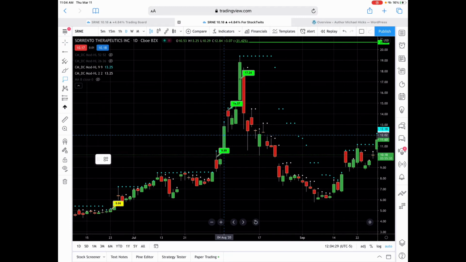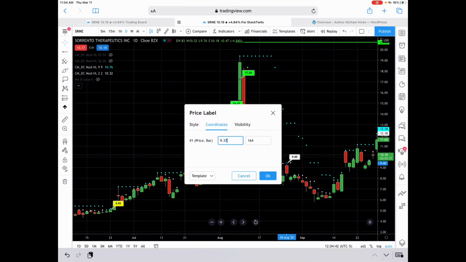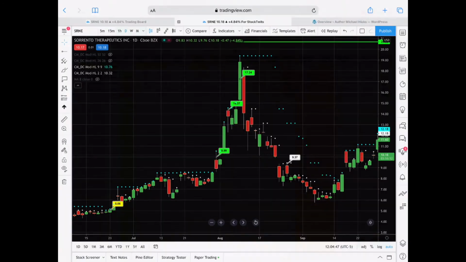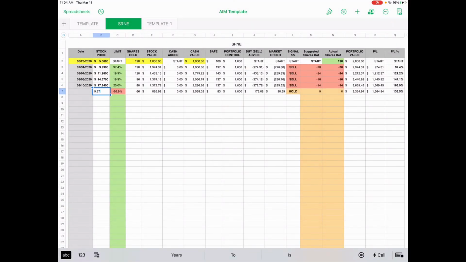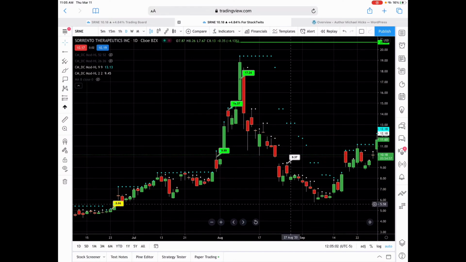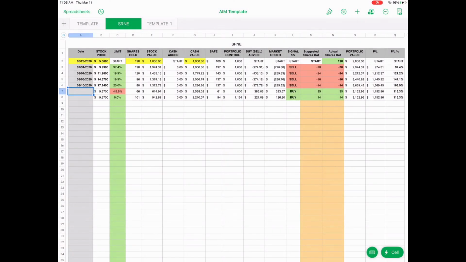Okay, so we add our price label flag, and that would have been at 9.37. Now this one, what we do is we change the color to white, so we can track the buy that we've made. Okay, so we know that's a 2-day buy. Then we go back in here. I kind of cheated a little bit because I knew that was going to be an actual buy. Okay, same deal. Copy your row before you enter the actual shares. Then the date, 26 August.